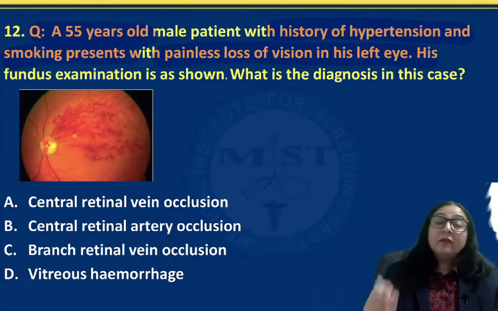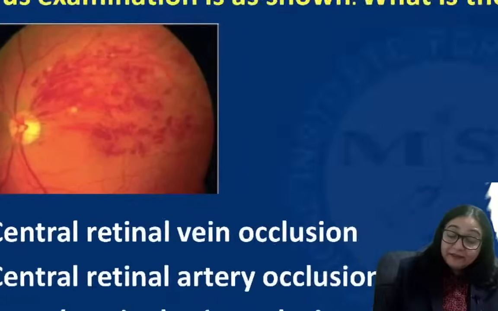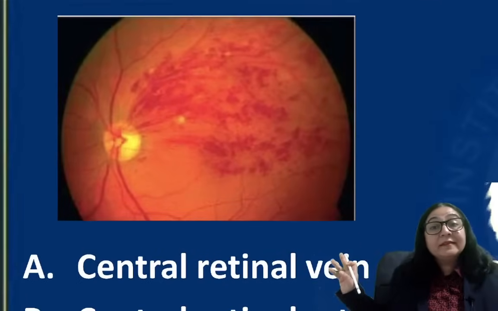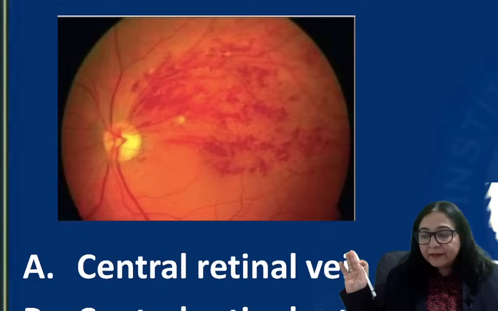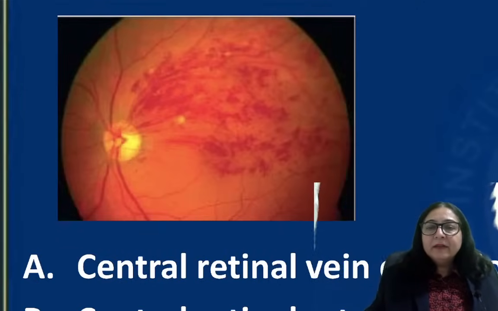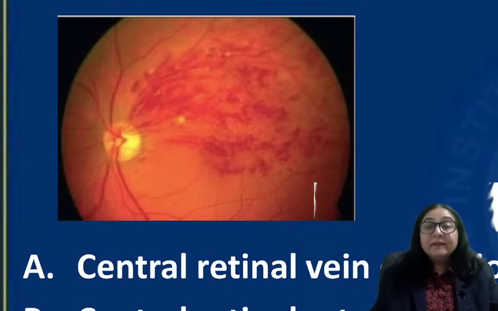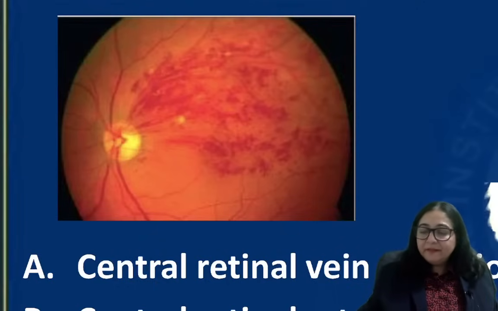So painless loss of the vision, beta, fundus examination is shown here. Let's see the fundus examination. Now in this case, the fundus picture is your diagnosis, beta. So let's see what the diagnosis is in this case. What do you see in the fundus picture, my dear friends, here?